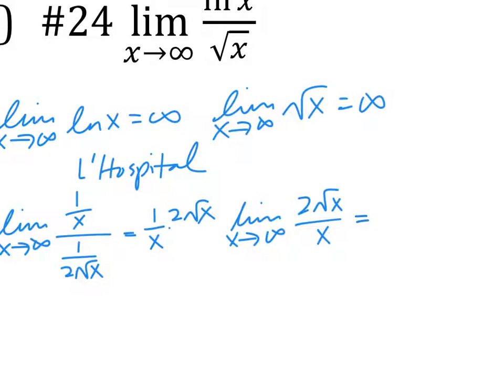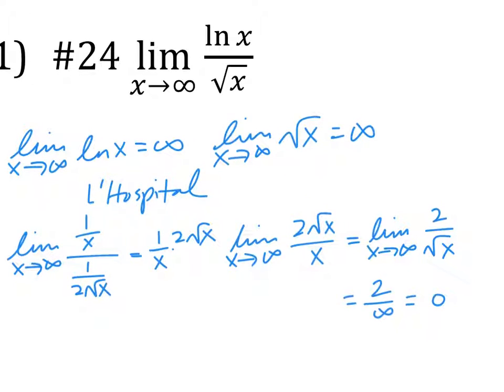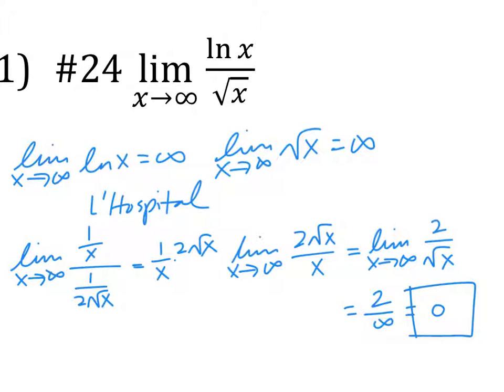And basically, square root x is x to the 1/2, and you have an x in the denominator. So this is the limit as x goes to infinity of 2 over square root x. Now, if you plug in infinity at this point, you get 2 over infinity, which is 0. So the answer is 0. However, this problem, I guess you probably have to do it this way.